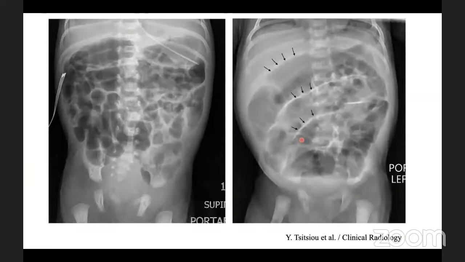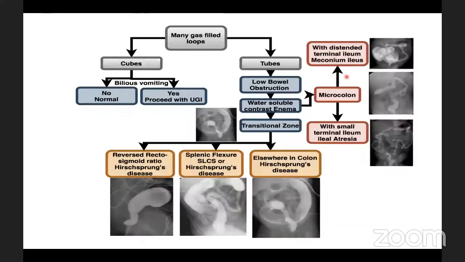Now, coming to the distal bowel obstruction, this is a common X-ray which we can see with the tubes and gas pattern. And if you can see this type of X-rays, it's like tubes, it means that something is wrong with the lower bowel. How to proceed with this? You have to do the contrast enema after doing these X-rays.